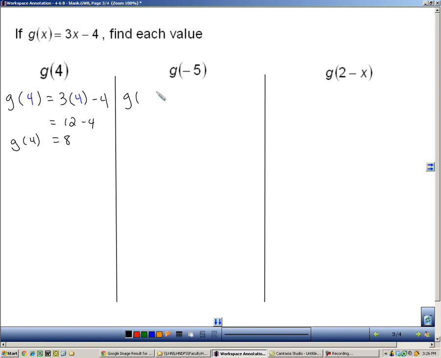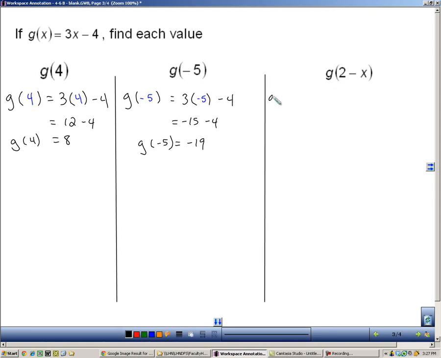Now we're going to do g of negative 5. Again, we'll use colors to help you if you haven't figured this out yet. My g function is 3x minus 4, but instead of an x, I've decided to substitute in a negative 5. Now we do algebra. Negative 15 minus 4, that's negative 19. So g of negative 5 is negative 19. I plug a negative 5 in for x, and I get out a negative 19.